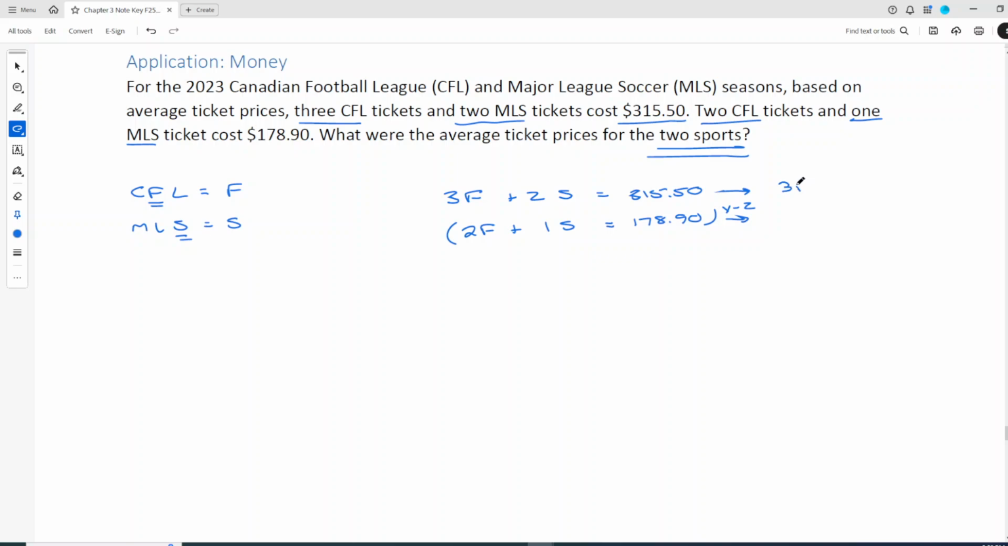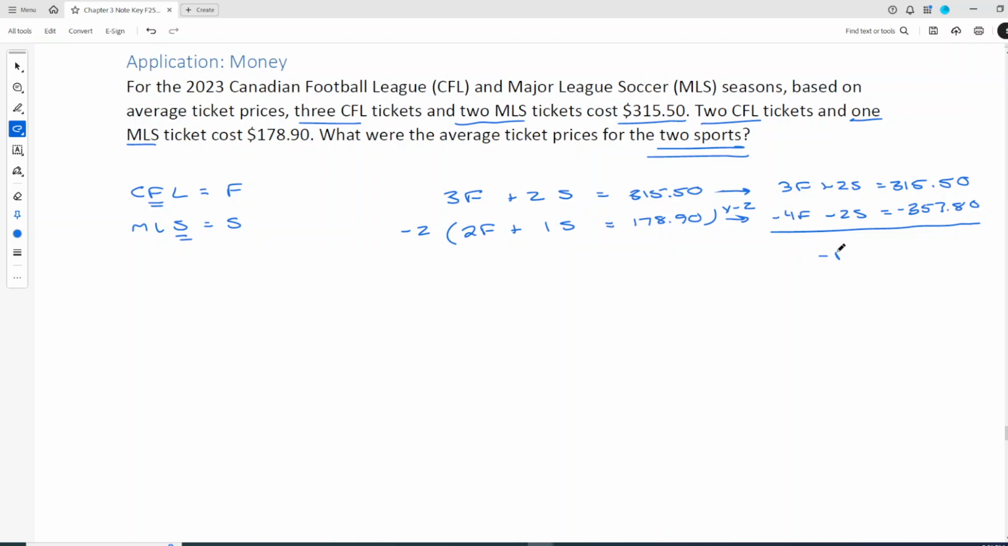So I'm going to take my top equation and just rewrite it. I wish I had given myself more space. And then my bottom equation, I'm going to multiply everything by -2. So you're going to end up with -2 times 2f is -4f. -2 times 1s is -2s. And then -2 times 178.9 is -357.80. Then I'm going to add the two equations.